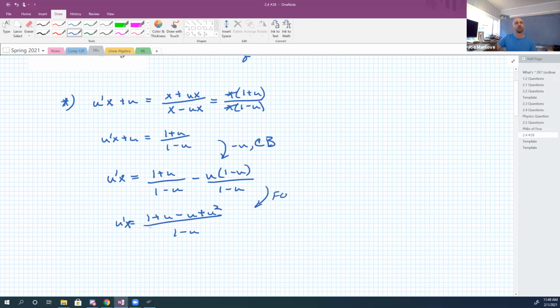That was just a little classic FOIL action, or distributive property, whatever kids call that these days. Then we maybe notice some stuff cancels. Okay, so now I need to get this back to the other side, right? Because I'm supposed to get the x on the right and the u's on the left.